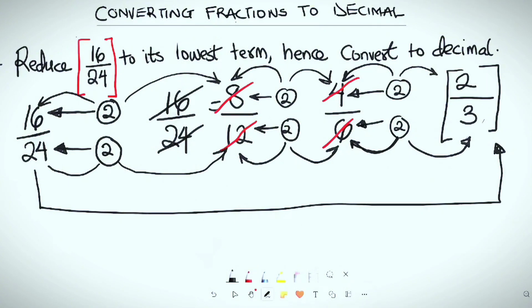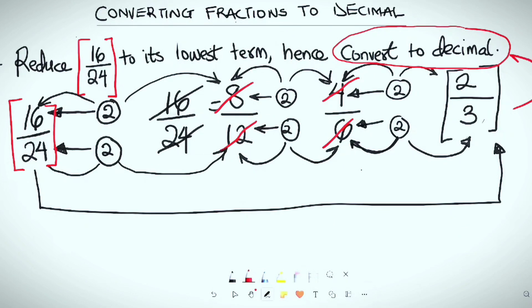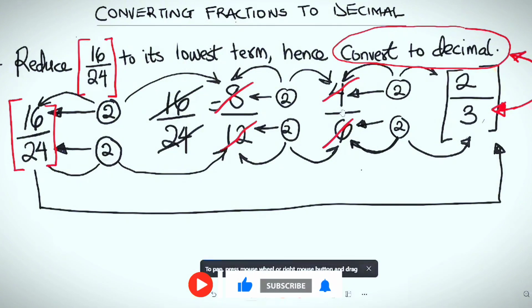So we have successfully reduced it from this high number into this small number. You can see that we have reduced it from the bulky number here, from 16 over 24, using 2 as a template to divide both of them, to get what? To get 2 over 3. So you could see now that we've successfully reduced it from 16 over 24 into 2 over 3. The next thing says, hence, convert to decimal. We have to convert this reduced number into decimal. And how do we do that? Let's look at it in the next slide.